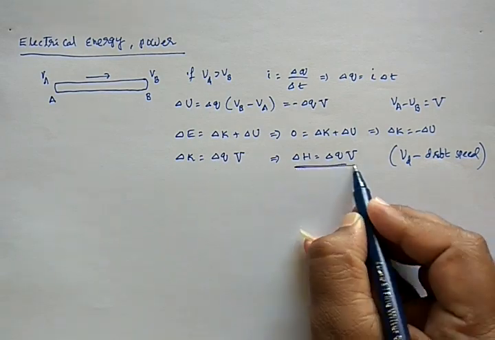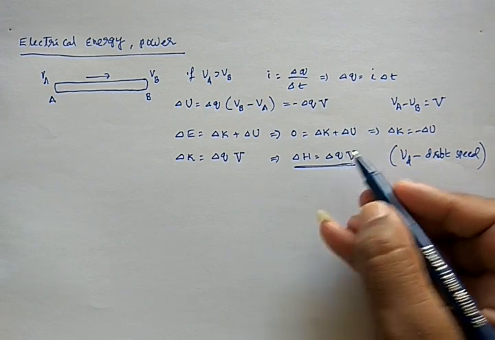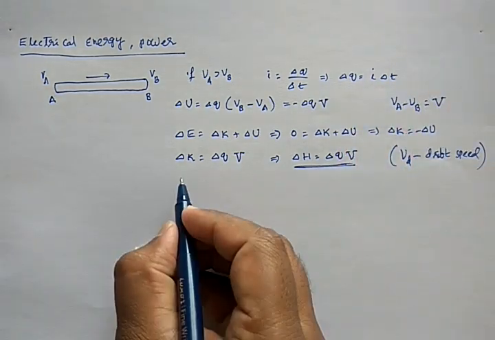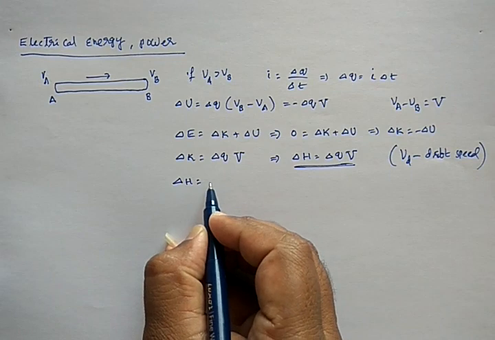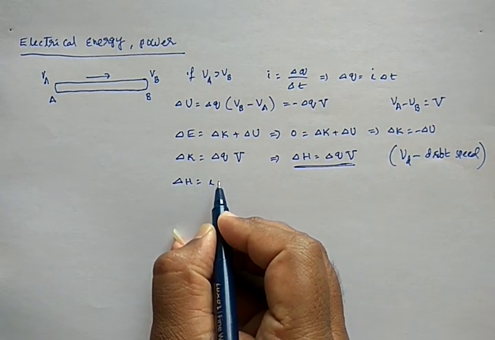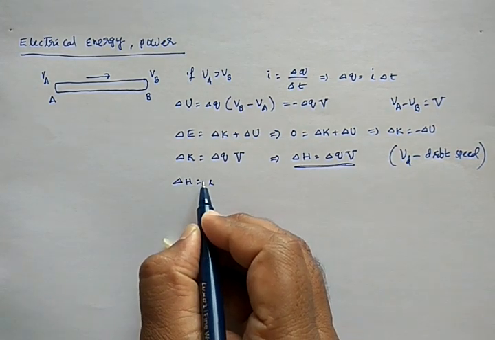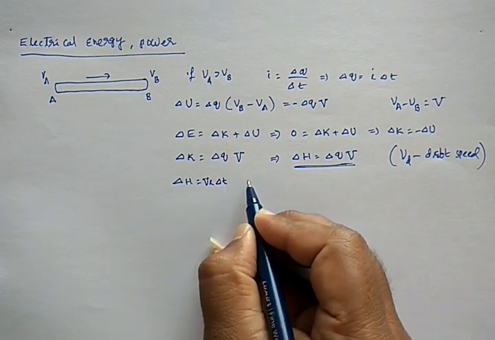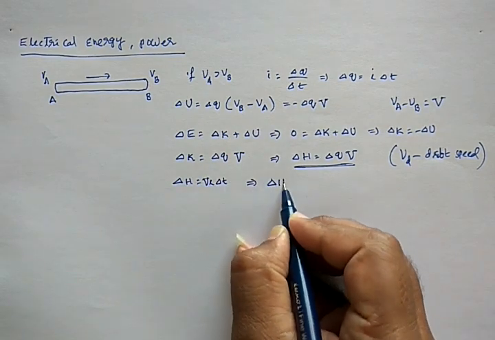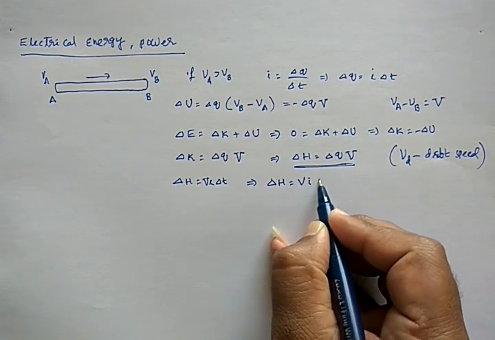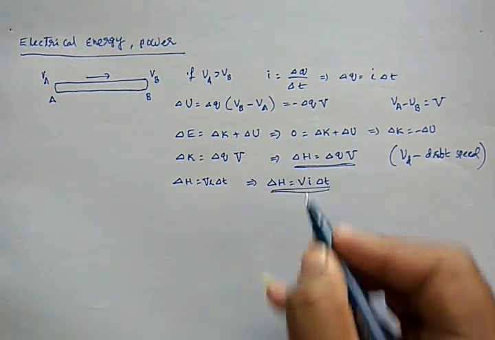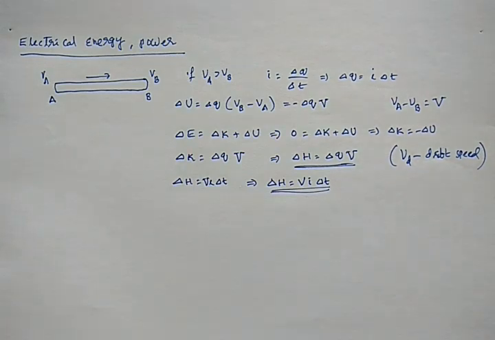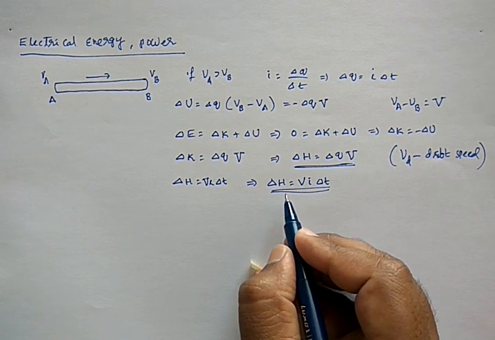That is this part. So delta Q, we have already said, is I delta T. So now delta H equals I delta T into V, or you can write Vi delta T. That implies delta H equals Vi delta T. So this is the amount of heat, or amount of energy, that is dissipated in the system in the form of heat.